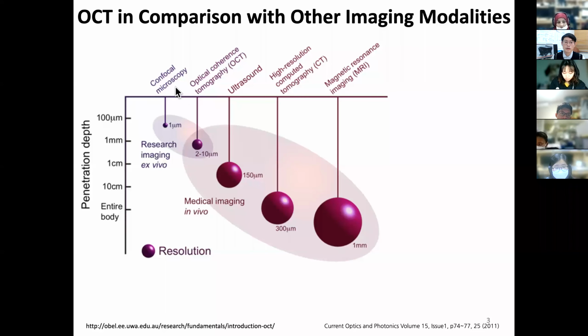So let's say we already know confocal microscopy gives an excellent sub-micron resolution. By the way, the size of the ball stands for the resolution. And for the penetration, we all know confocal is based on ballistic photons and due to the pinhole, you can only get down to almost one mean free path in the tissue. So that's about 100 microns.